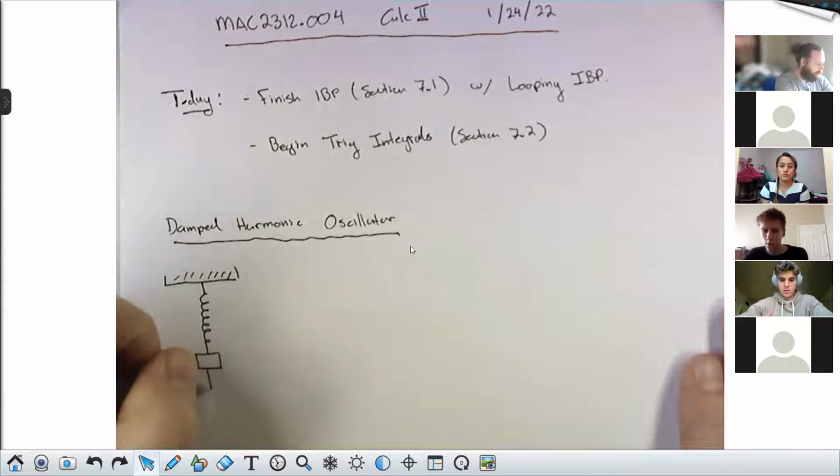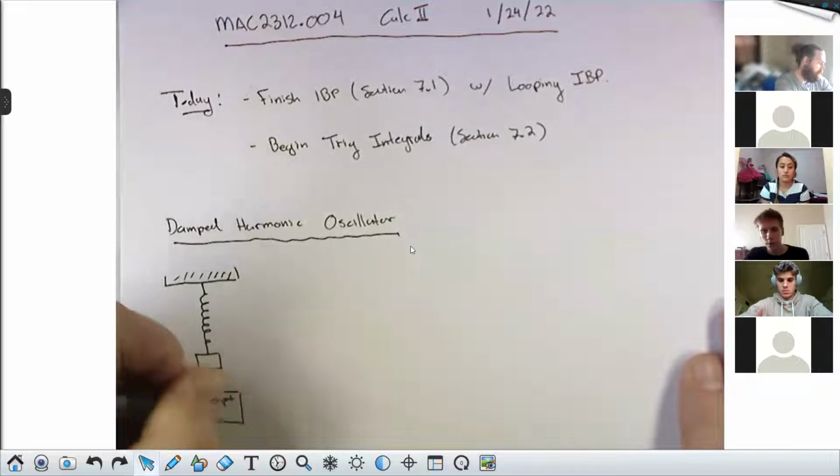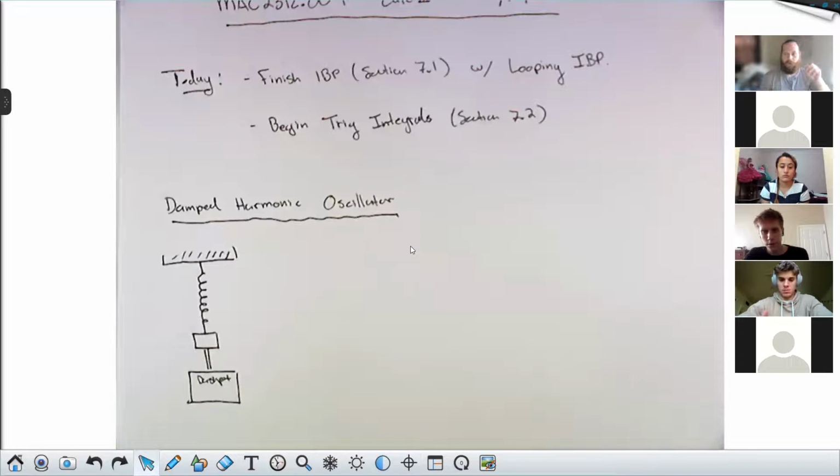If I attach to this a dash pot, if I have a little arm here that connects the thing to a dash pot, then when I pull the thing down and let it go, it'll still oscillate, but because that dash pot dampens, softens, restricts the motion of the oscillator, it'll bounce less and less each time. Like imagine putting a shock absorber on the thing. That's effectively what we're doing.